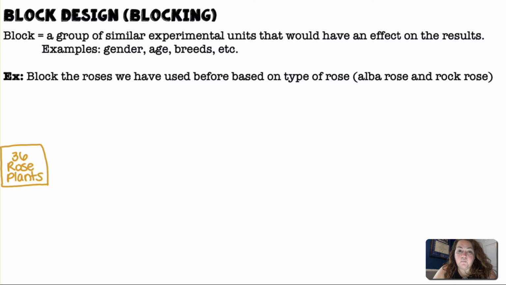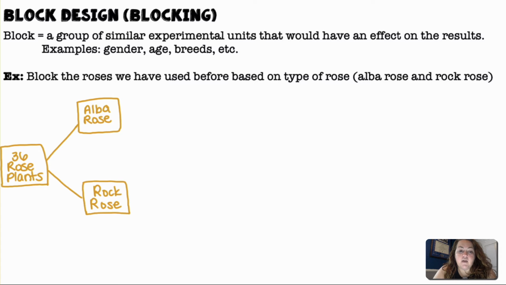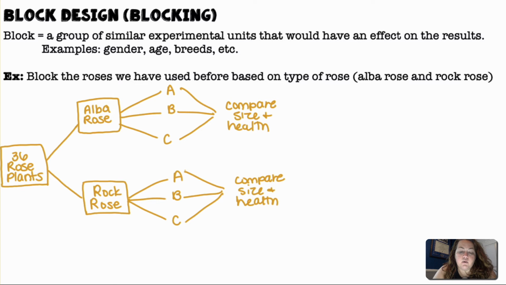All right, so for blocking, I'm starting with what I have. I have 36 rose plants. I'm going to block them by the type of rose. So I have Alba roses and rock roses. I don't know the number of roses I have in each of those, so I'm not going to put numbers with it because I don't know if it's even split or what. Then I'm going to assign them to their different soils, and then I'm going to compare the size and health of those plants. All right, I am randomly assigning after I've sorted them into their different blocks.